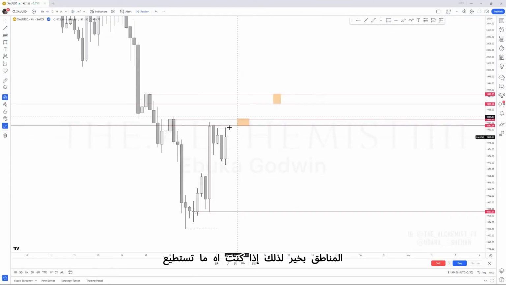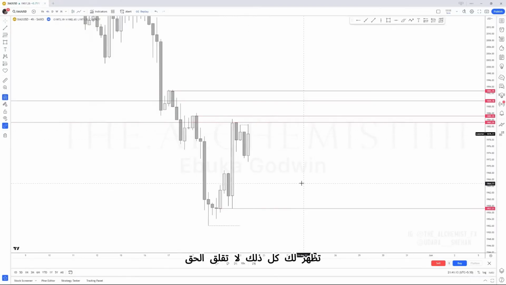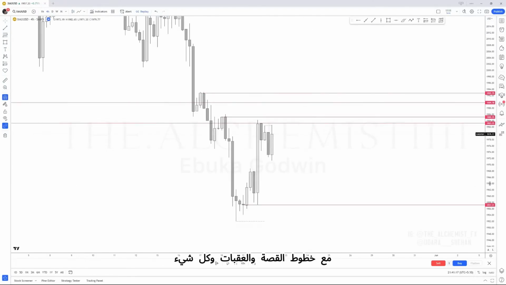What you could do is go half risk here and half risk here. Let's say you are using a one percent standard, you can go 0.50 here, 0.50 here, no problem. And after, if you get a confirmation, you can go full risk. So that is what we can do. I'll show you all of that, do not worry. But right now, I'm only showing you how we can play with storylines and obstacles and all that stuff.